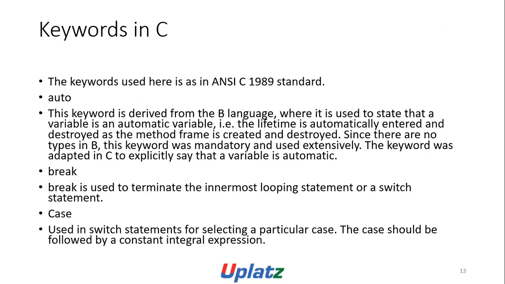The keywords used here are from the ANSI 1988 standard. Auto: this keyword is derived from the B language, where it is used to state that a variable is an automatic variable. That is, the lifetime is automatically entered and destroyed as the method frame is created and destroyed. Since there are no types in B, this keyword was mandatory and used extensively. The keyword was adapted in C to explicitly say that a variable is automatic.